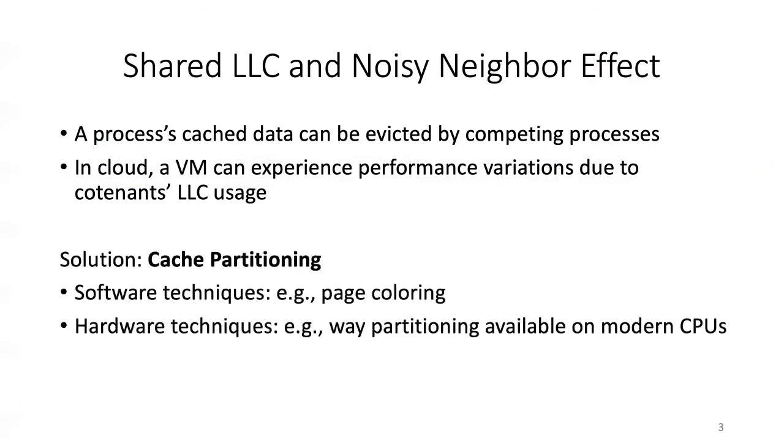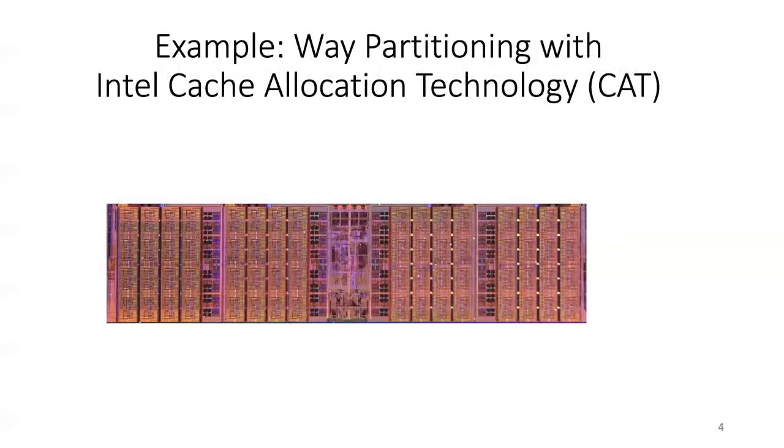A solution that has been known for a while is cache partitioning. So there are techniques in software or hardware to be able to partition and limit how much of the last level cache is given to each process or each VM or each application. Software techniques include page coloring, and hardware techniques include a technique called way partitioning that is now available on modern CPUs. Let's look at the Intel cache allocation technology to understand how way partitioning works.